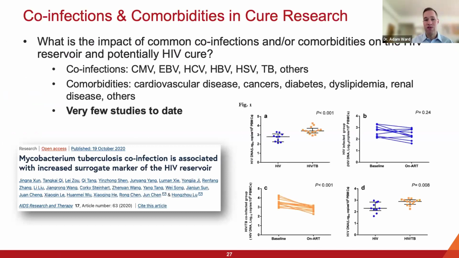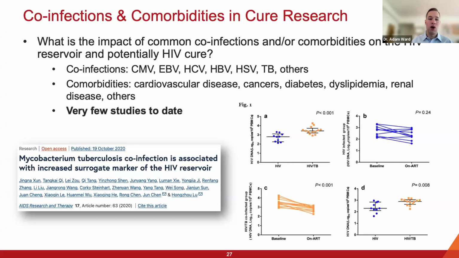So talking about co-infections and comorbidities in cure research, the question really is, what is the impact of common co-infections and/or comorbidities on the HIV reservoir and potentially on HIV cure strategies? Common co-infections could include cytomegalovirus, CMV, Epstein-Barr virus, EBV, hepatitis C virus or hepatitis B virus, herpes simplex virus, tuberculosis, and others such as malaria. What is the impact of these co-infections on reservoir biology and potentially on cure strategies?